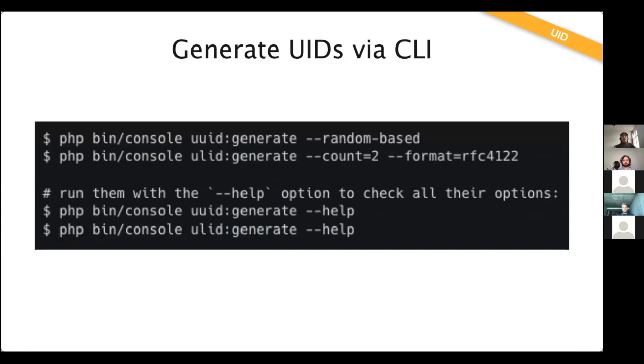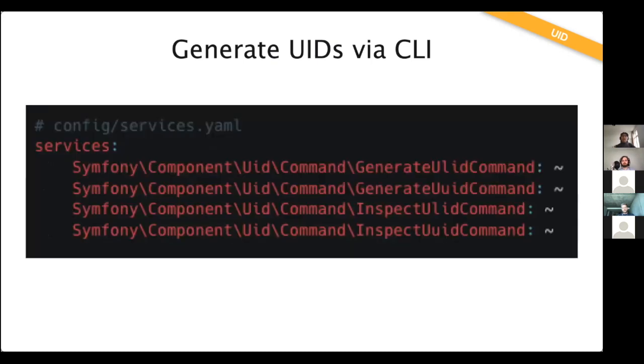Now it's also possible to generate UIDs via the CLI. It happens to me quite often that I just need a random UID, and I usually go to Google, type UUID generator, click on the first result, but now I can do that in the CLI. I don't need my internet connection. It's really cool. Important to keep in mind that this is not activated by default. You have to register the services first. So you need to add these 5 lines in your services.yaml to register the commands, and then you can use them.